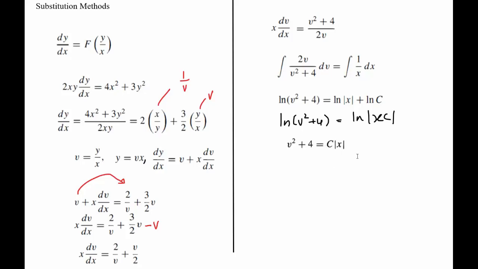So then, taking the exponential of both sides, v squared plus 4 is just cx. Back substituting for v, which is y over x, we get y squared over x squared plus 4 equals cx. And basically, we can clean it up to just y squared plus 4x squared equals kx cubed. And that's the solution to this differential equation.